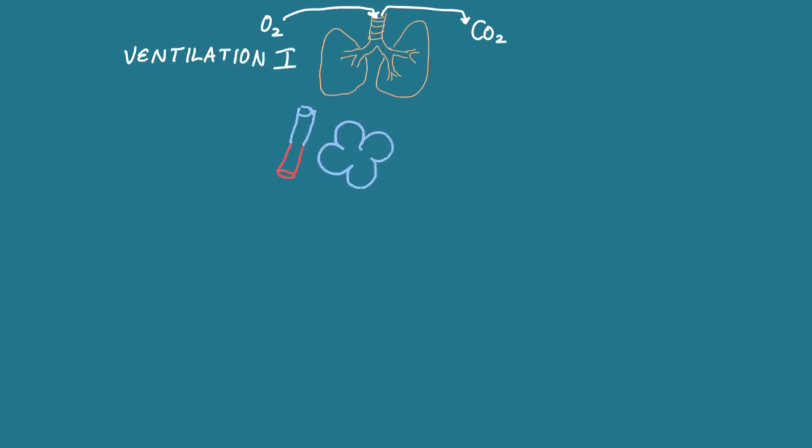The first stage is called ventilation. This involves the inhalation of oxygen and the exhalation of carbon dioxide. The destination for oxygen here is the alveolus, and in this stage, the destination for carbon dioxide is the outside air. The next stage is called external respiration, and this involves the exchange of gases between the alveolus and the pulmonary capillary.